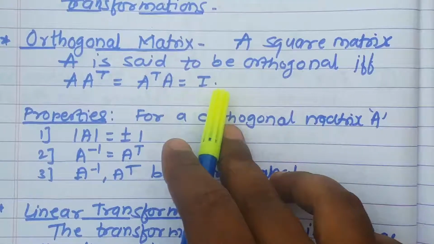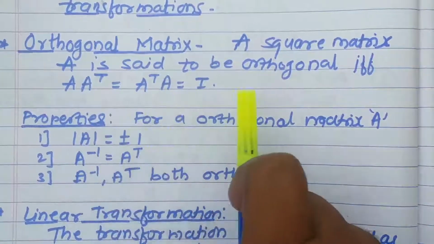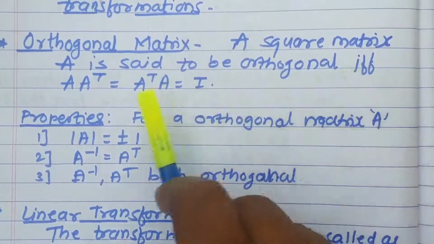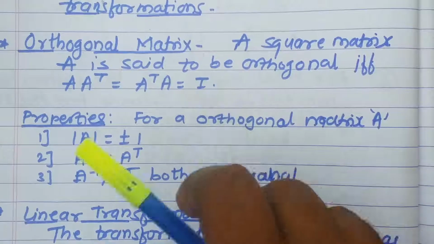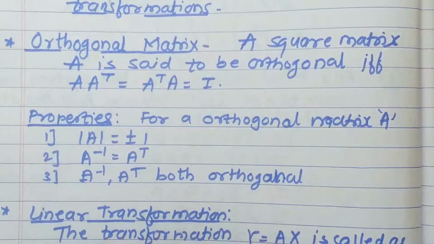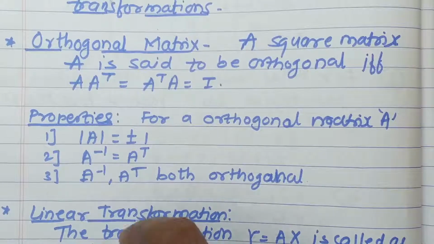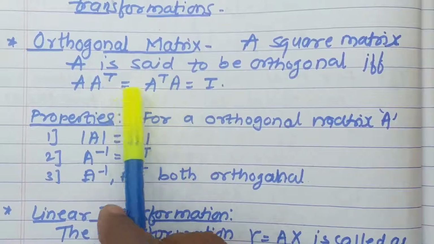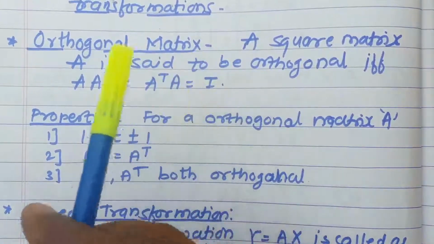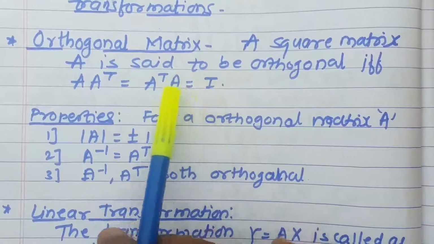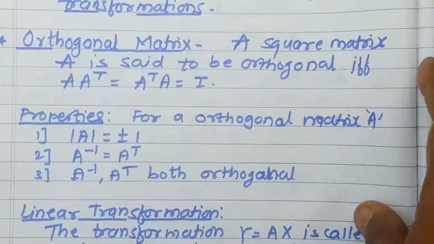What do we mean by orthogonal matrix? A square matrix A of any order n is said to be orthogonal if and only if A into A transpose equals A transpose into A equals identity matrix. So whenever we take the transpose of that matrix, the product of that matrix with its transpose, from left or right, in any order, has to be equal to the identity matrix of that same order. If it is, then we can say that the given matrix is orthogonal.